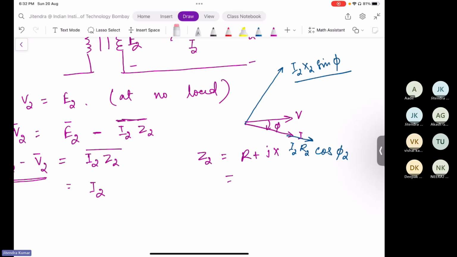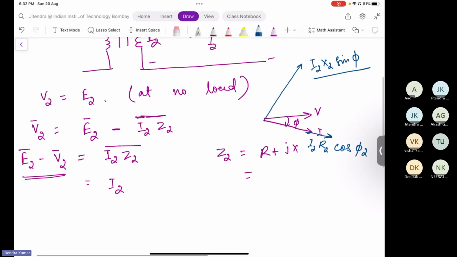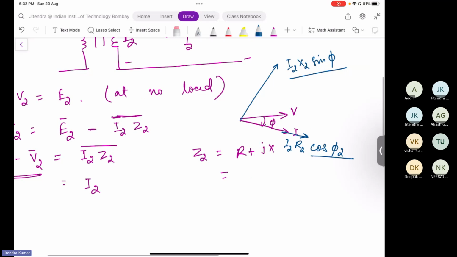Yes, sir. But sir, R2 should be in V direction, right? Yeah, if you are using cos phi 2, this phasor will be shifted here. And if you are using sin phi 2, then this vector will be shifted here. If you remove this sin phi and cos phi, then I2 R2 are in the same direction. Do you agree? Okay. See, resistive drop generally occurs in the same direction as the current, right?